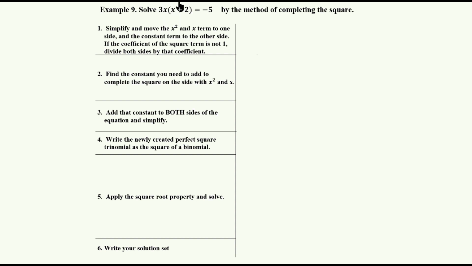So we're going to go ahead and distribute the 3x here. We'll get 3x squared plus 6x equals -5. Also, the lead coefficient is not 1, so we're going to go ahead and divide both sides by that lead coefficient, which is 3. And of course, on the left side, it splits up like that, and we end up with this situation.